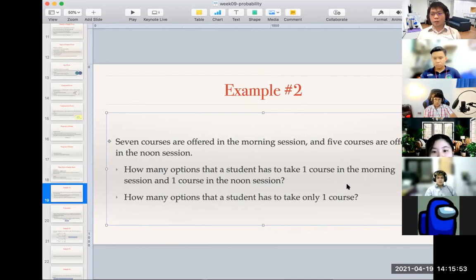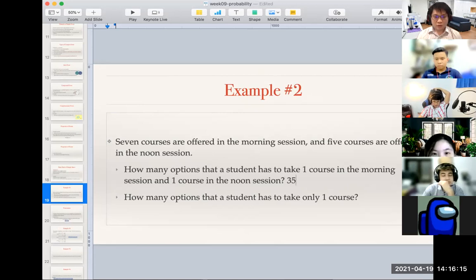Can someone give me a response for this example? What are the solutions? 35. Sorry, Kathleen, 35 for A or B? 35 for A, 12 for B. So A is 35, B is 12. Any other answers? No. Yeah, it's very clear, very obvious from the questions.